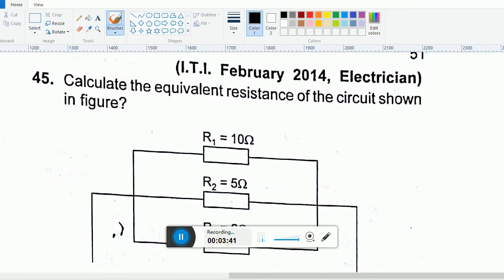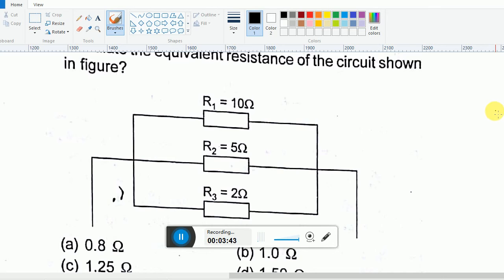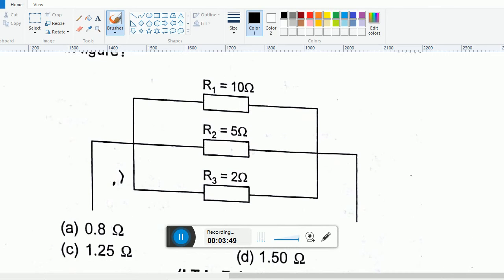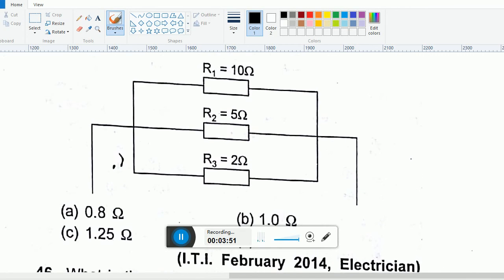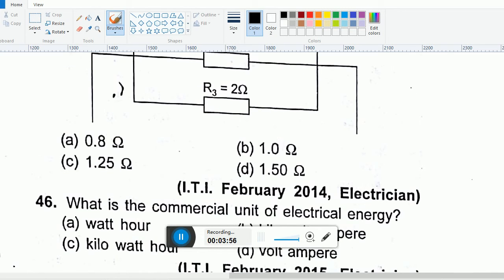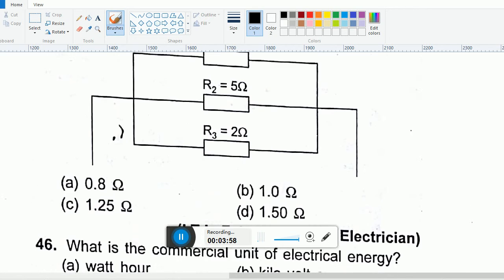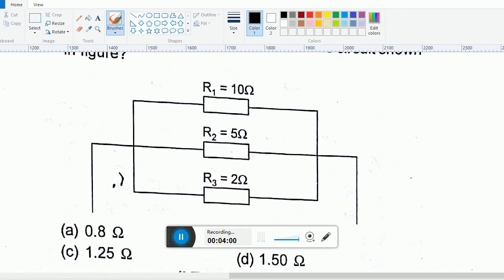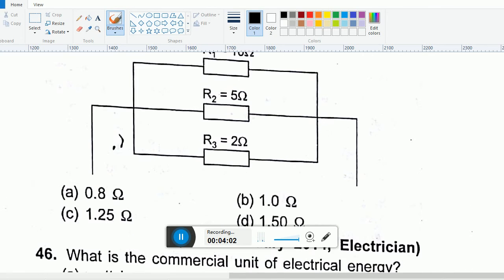Next question, calculate the equivalent resistance of the circuit shown in the figure. See the figure here, three resistors are connected in parallel: 10 ohm, 5 ohm and 2 ohm. The answer is 1.25 ohms. Calculate it once yourself.